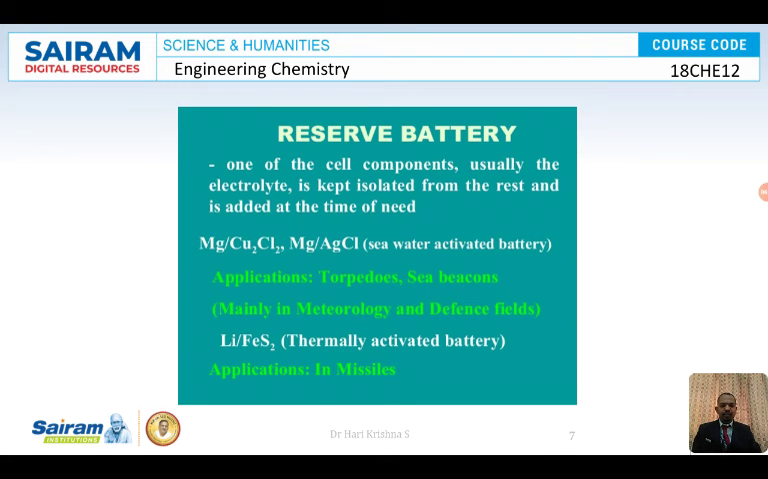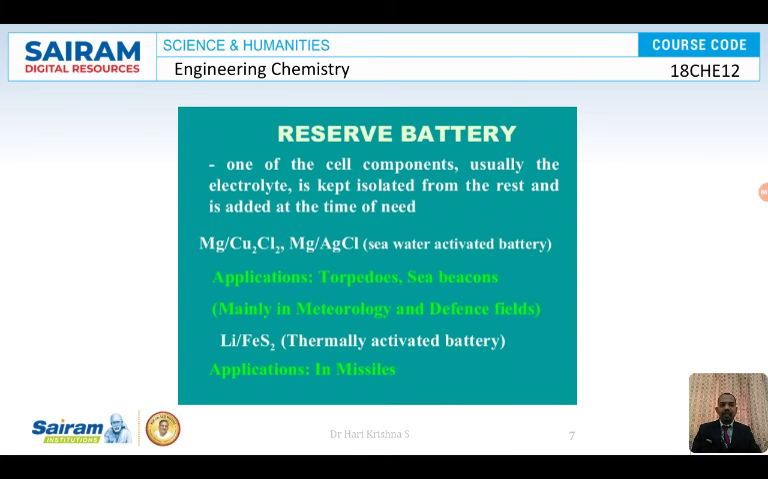Now the reserve battery. Here, usually a key component is separated from the rest of the battery. Usually the electrolyte is the key component which will be isolated. If this is the battery, the electrolyte will be detached. When the key component is attached, the battery can be used. Such types of batteries have a long shelf life.